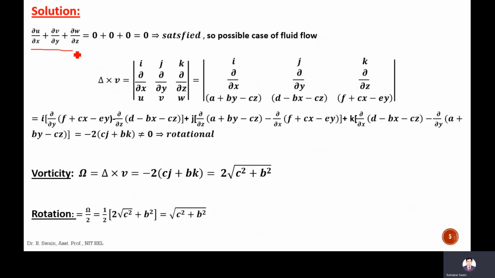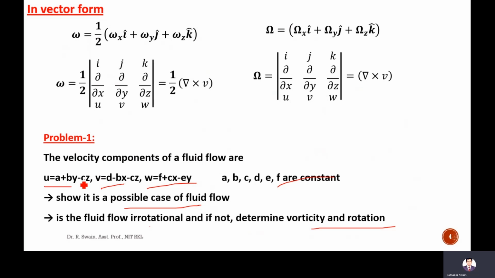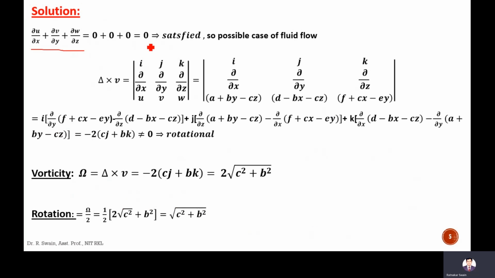To find whether it is a case of possible fluid flow, we have to verify the continuity equation. In 3 dimensions, del u by del x plus del v by del y plus del w by del z is equal to 0. If you put the u value here, del u by del x is 0, del v by del y is 0, and del w by del z is 0. So it will be 0, which means the continuity equation is satisfied. So it is a case of fluid flow.